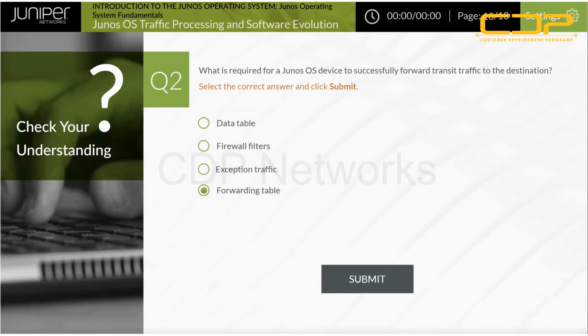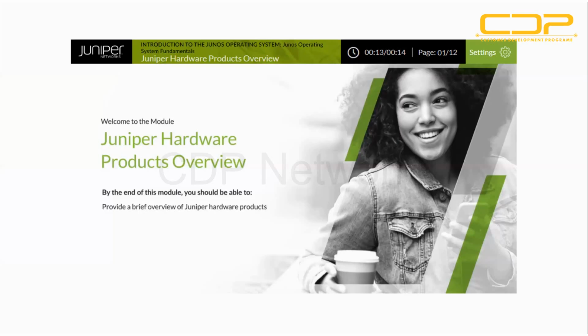So the question is, what is required for a Junos OS device to successfully forward transit traffic to the destination? For transit traffic, we need the forwarding table. No need for the routing table or other things.